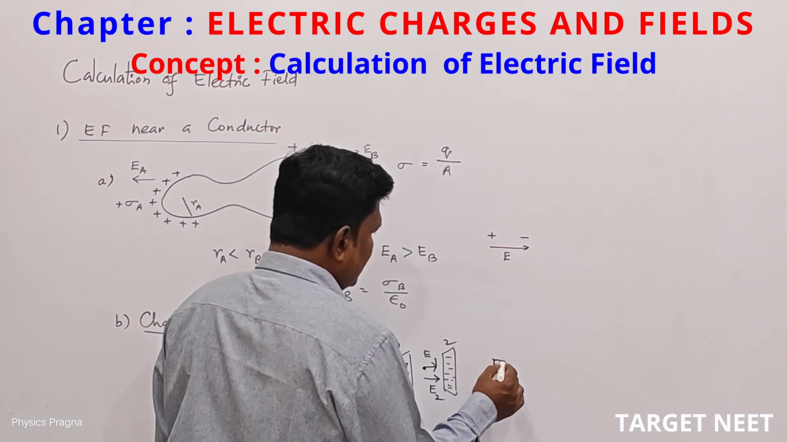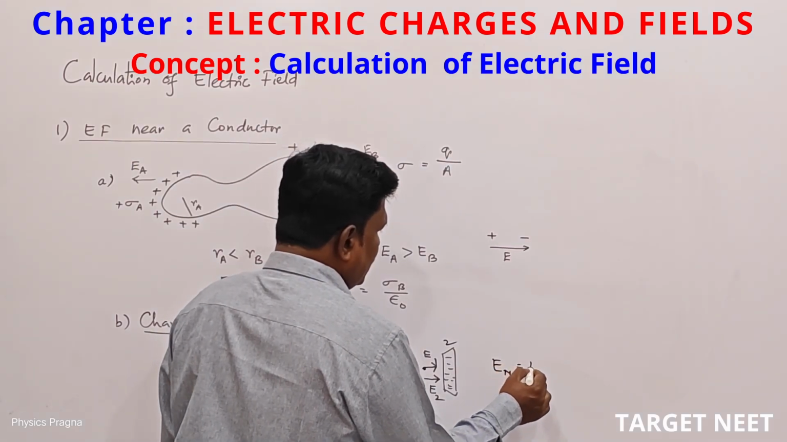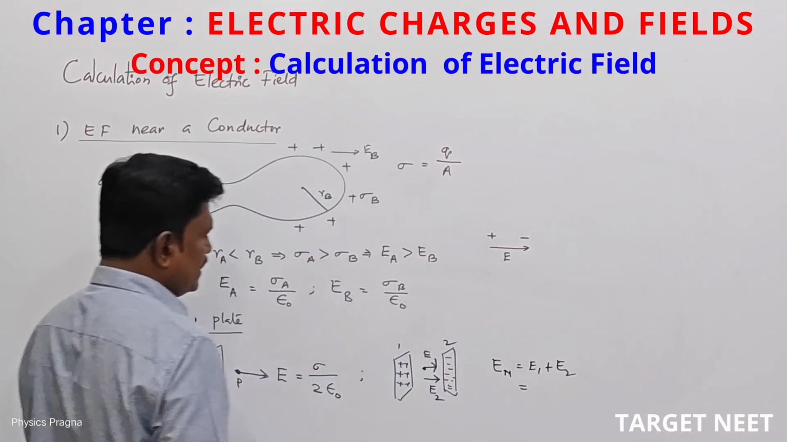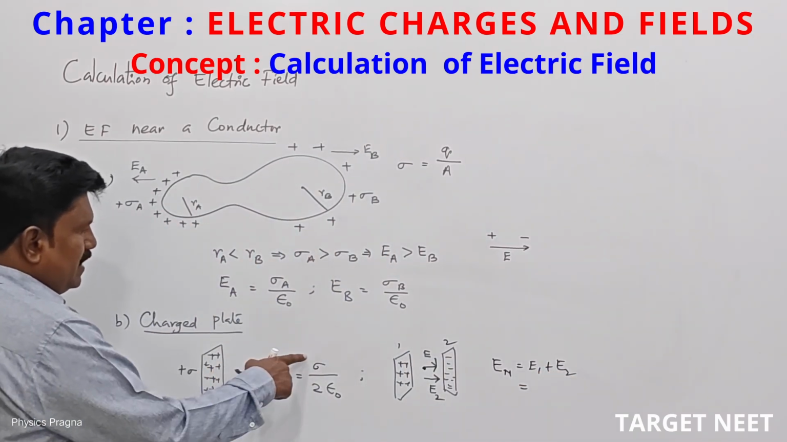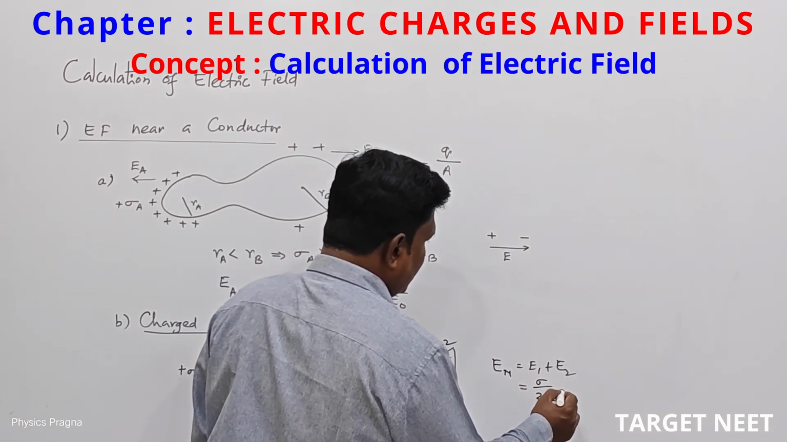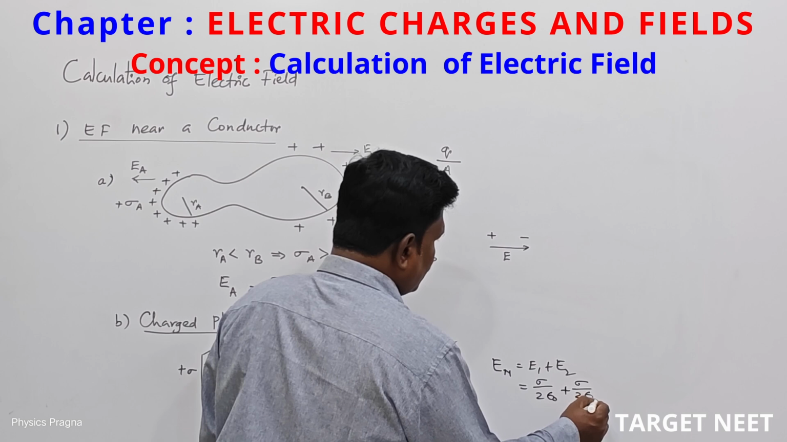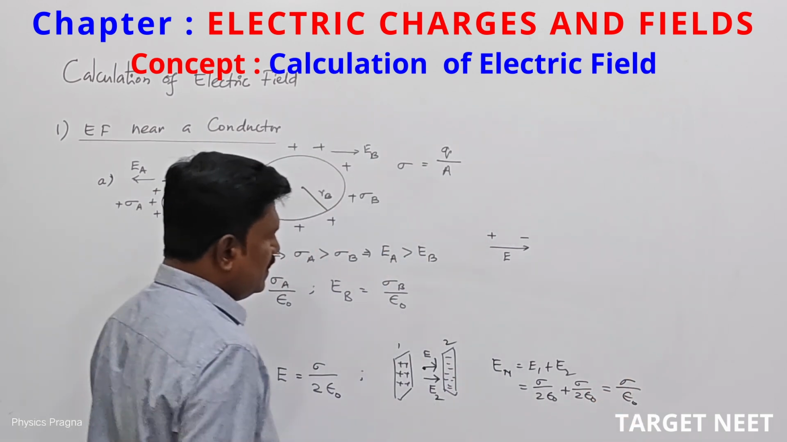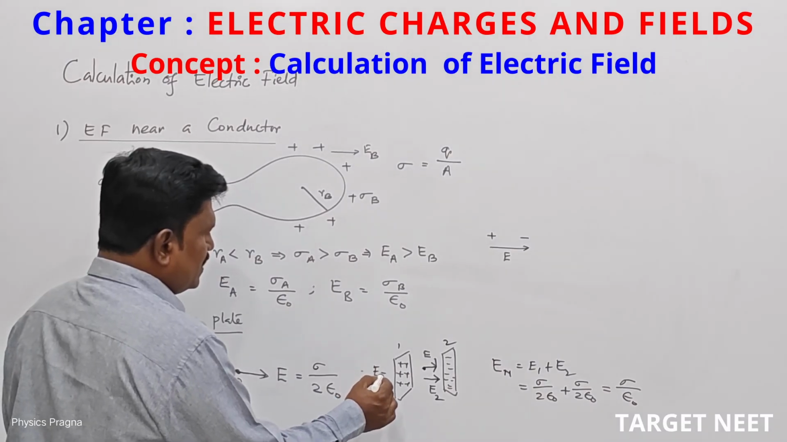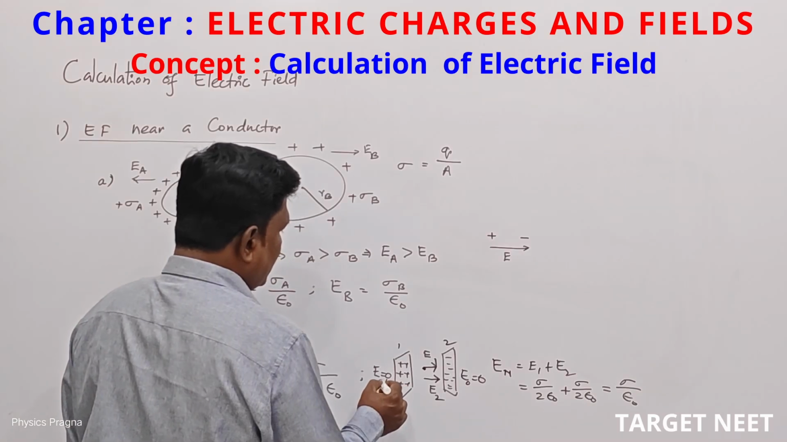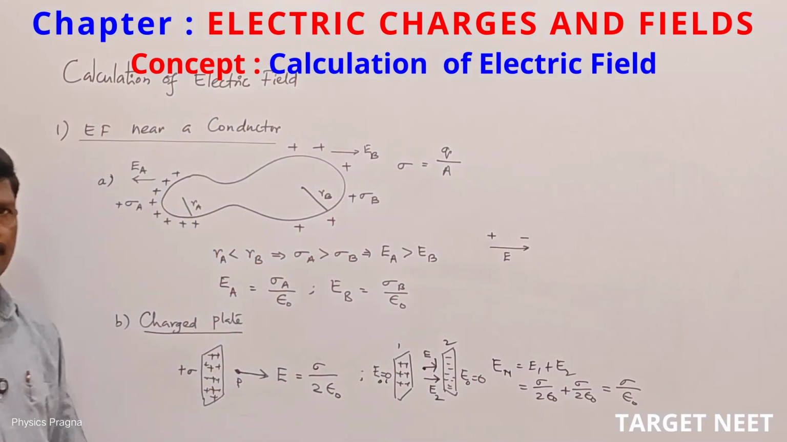The net electric field is equal to E1 plus E2. E1 and E2 are both the same, with value for one plate sigma by 2 epsilon naught. So sigma by 2 epsilon naught plus sigma by 2 epsilon naught. So the value is sigma by epsilon naught. Outside the plates, the electric field is equal to 0. These are the important points you have to remember.